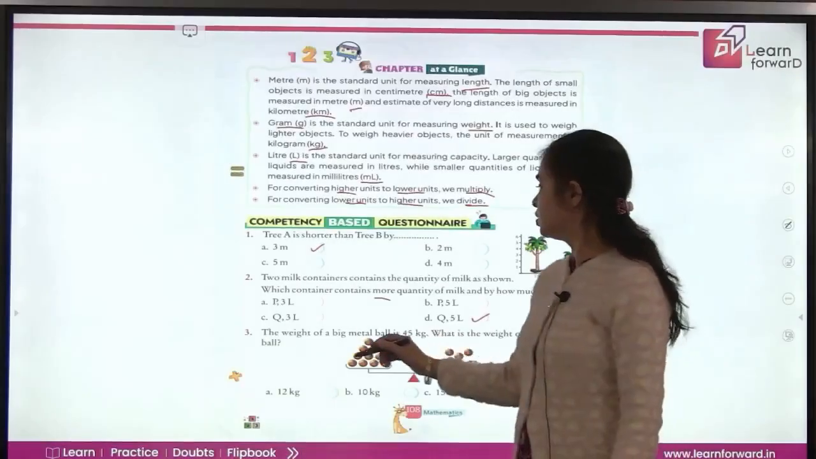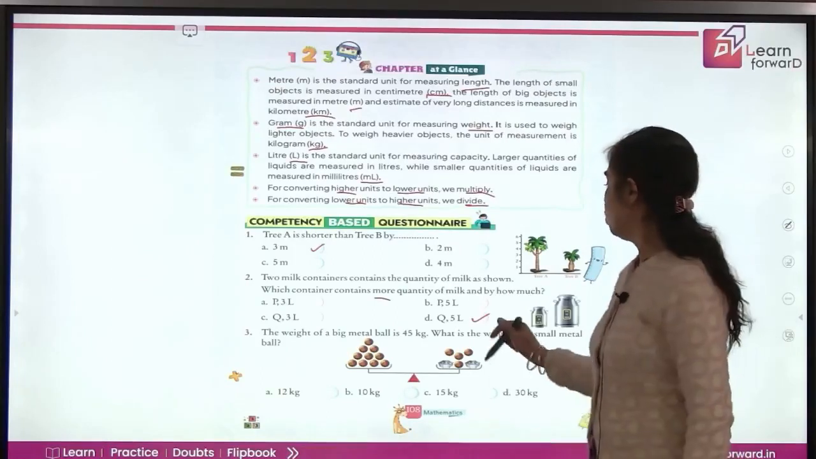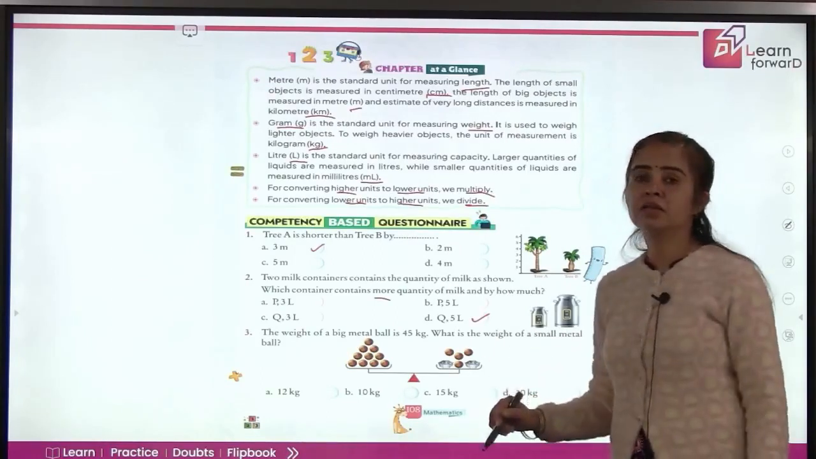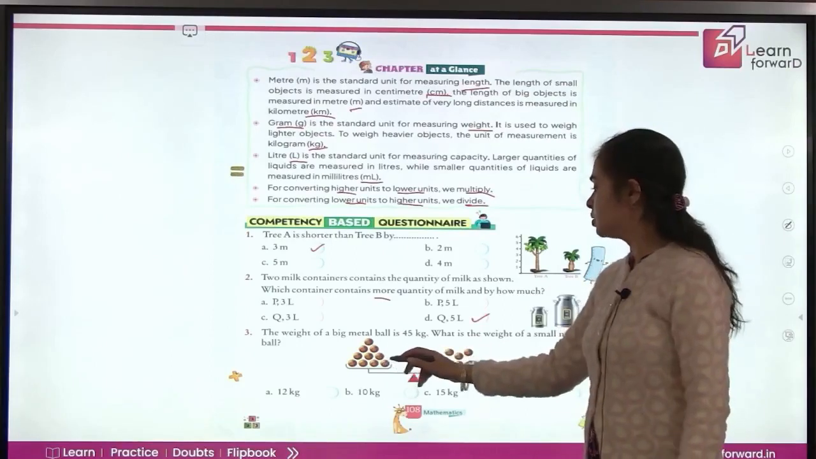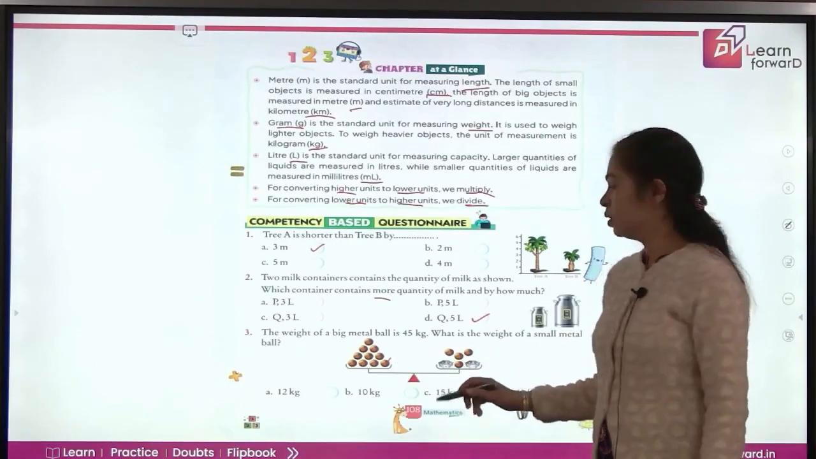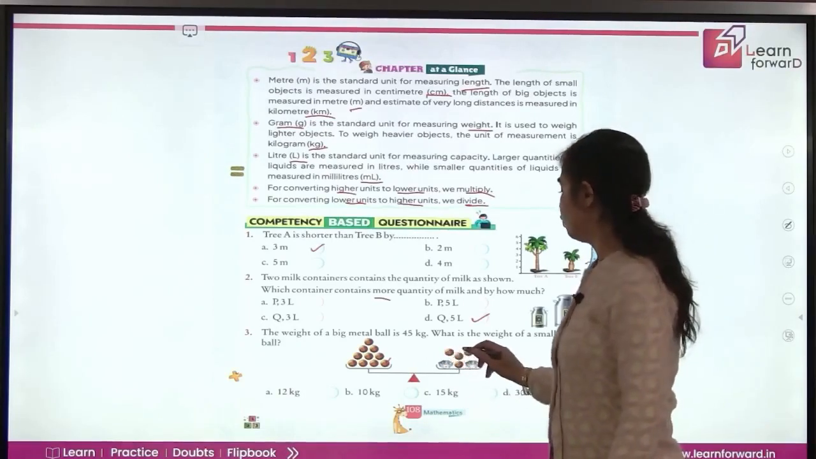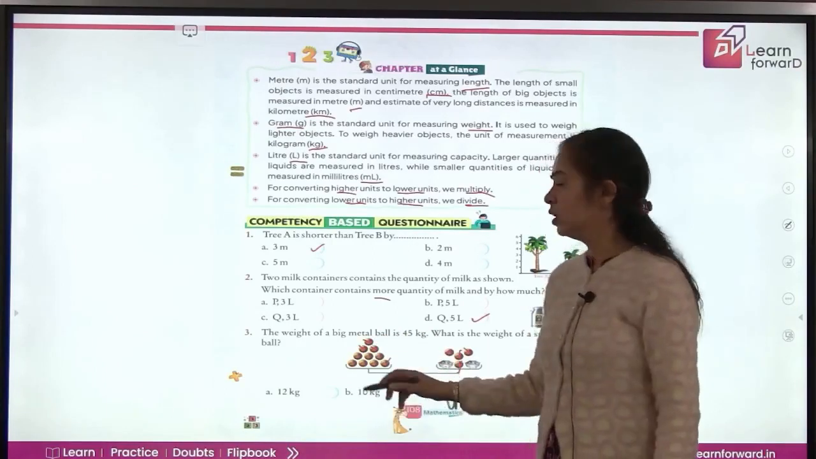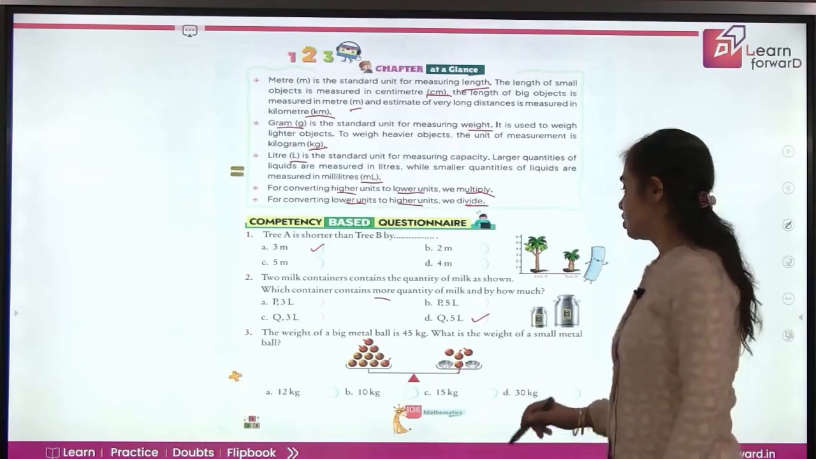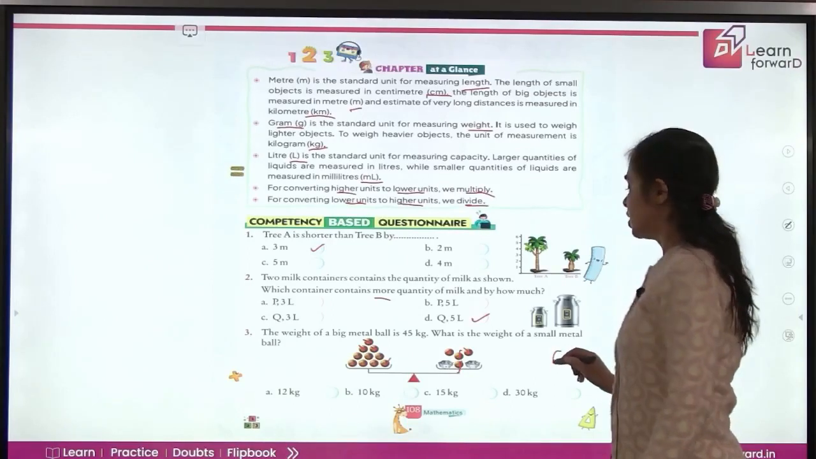Now, the next question says the weight of a big metal ball is 45 kg. What is the weight of a small metal ball? So, let's see what are the balls here. These balls and this one. So, these are the small balls. This is the bigger one. Let's cancel out. We have 4 common on both sides. 1, 2, 3, 4 are cancelled. How many are left here? 6. So, your 6 small metal balls is equal to, these are 6 small.